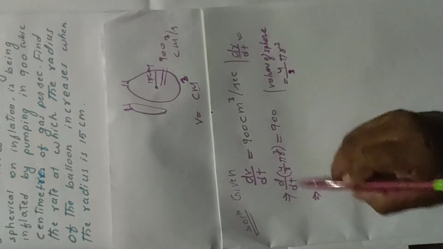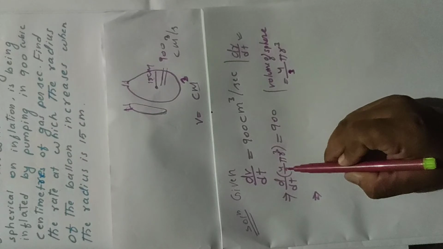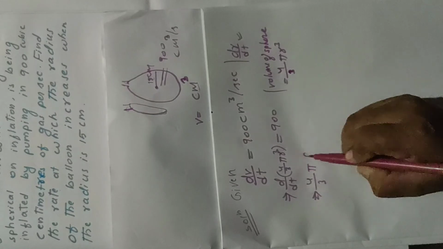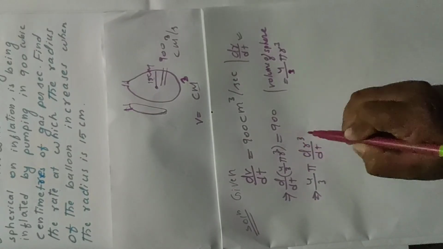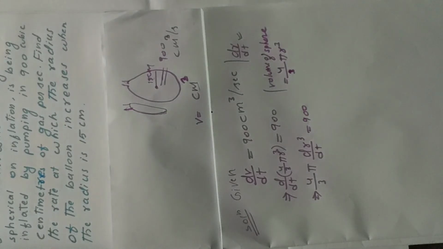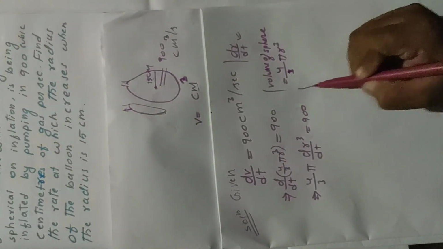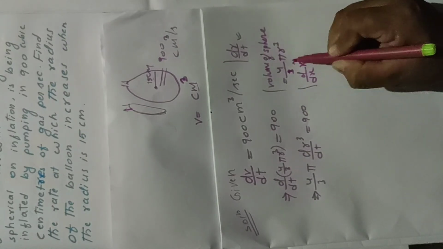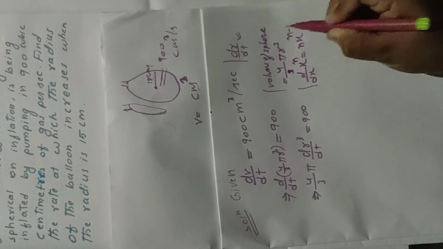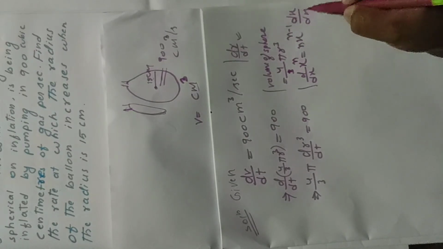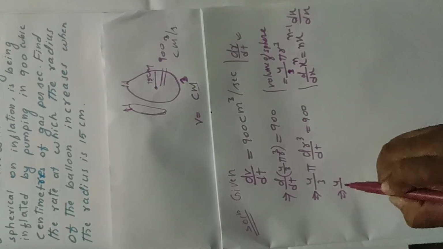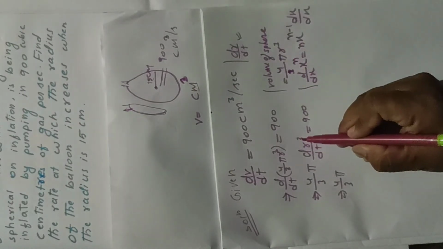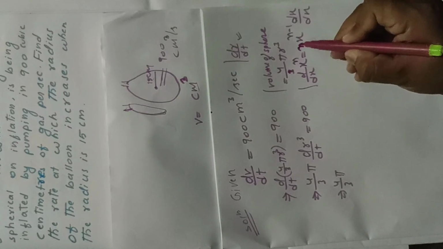Next we have to differentiate it, isn't it? So 4 by 3 pi is a constant. 4 by 3 pi d(r cube) by dt equal to 900. Now use its differentiation formula. It is d/dx of x to the power n, which is n x to the power n minus 1 dx by dx. This will be 4 by 3 pi. Here the power is what? The power is 3. Now what do we write? n, n means power.